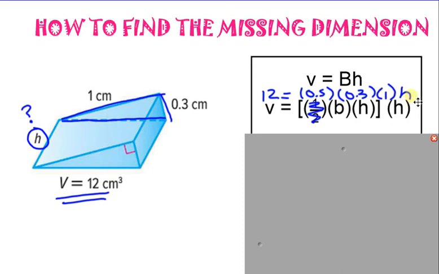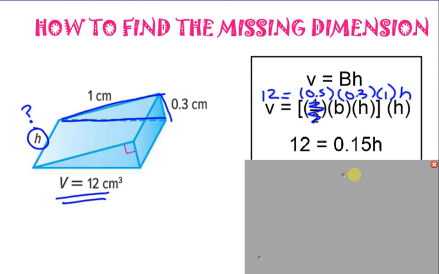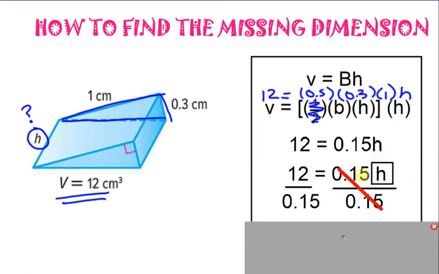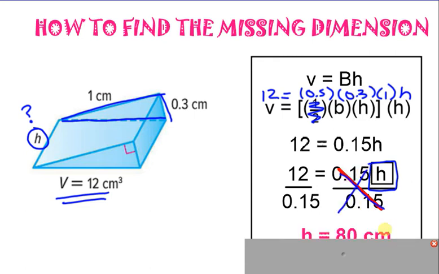We need to start to simplify. You need to multiply 0.5 times 0.3 times 1. When you do that, you're going to get 12 equals 0.15h. From here, it's very simple. You just have a one-step equation. You're going to box the variable and divide both sides by 0.15. This is going to cancel out, and you should get h equals 80.